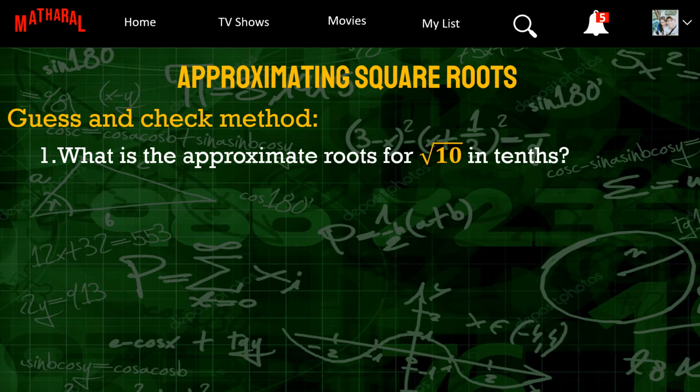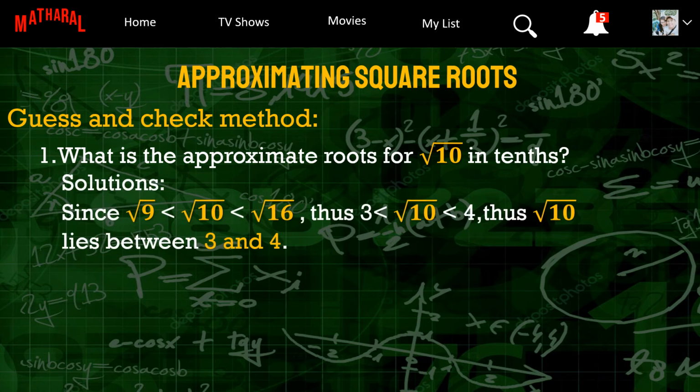So, for the solutions, ito po ang gagawin natin. Since square root of 10 is between square root of 9 and square root of 16. So thus, since the principal root of square root of 9 is 3 and the principal root of 16 is 4, madali mo nang malaman doon pa lang sa representation na oo nga 9, 10, 16. Ayan po, nasa pagitan po siya doon sa square root of 9, square root of 10, square root of 16. Si square root of 10 ay nasa pagitan ni 3 and 4.